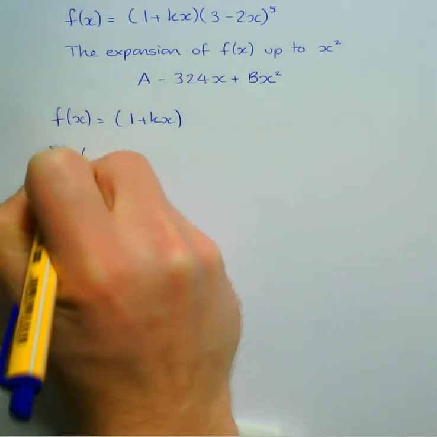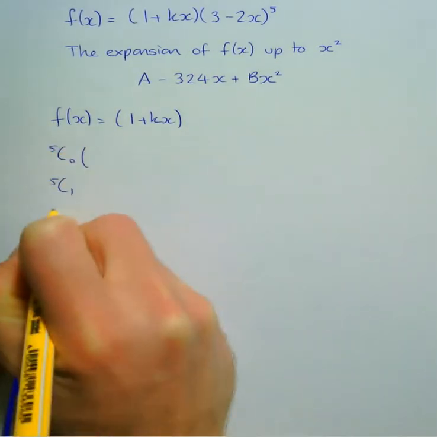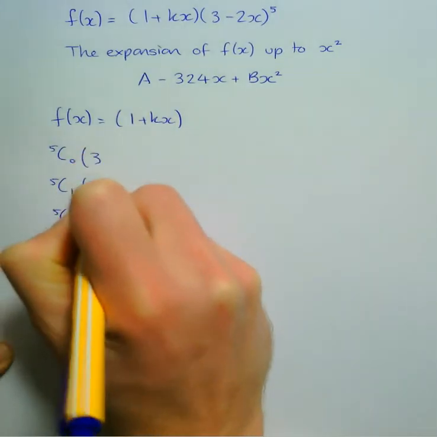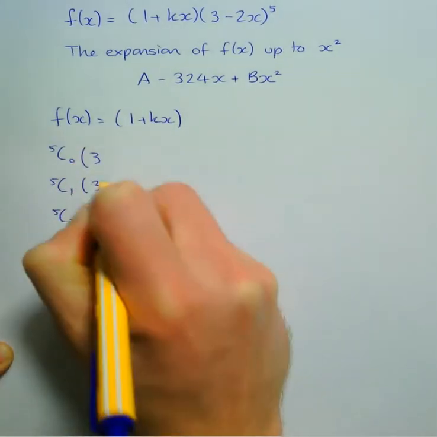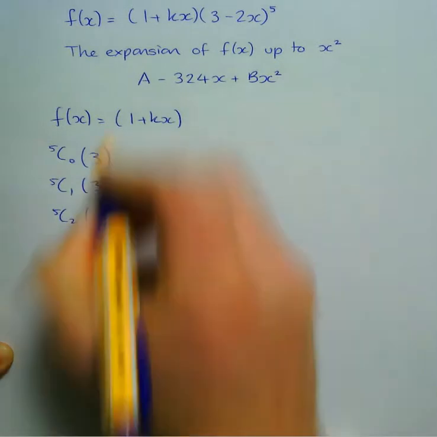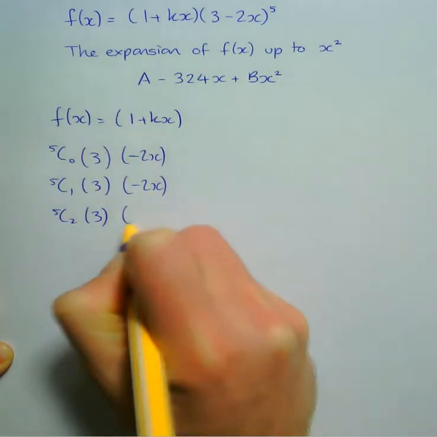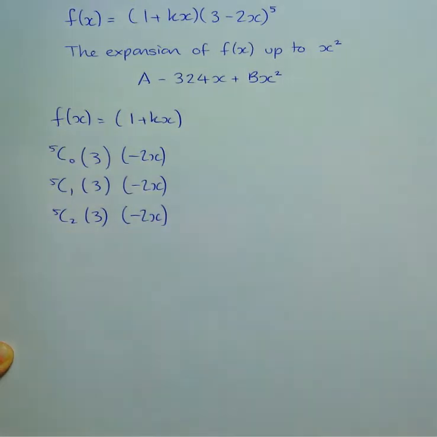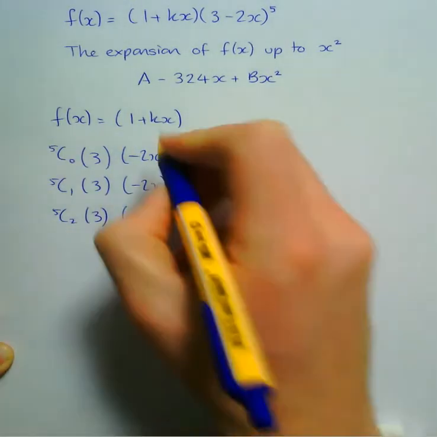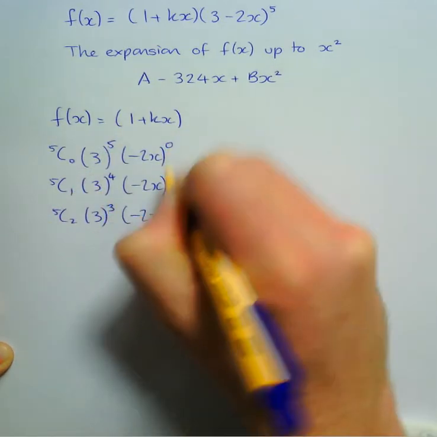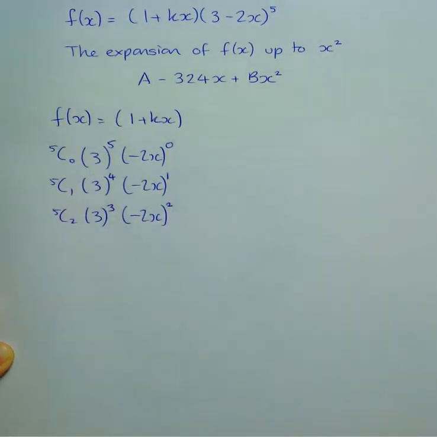So we have 5 choose 0, 5 choose 1, 5 choose 2. I'm going to write down all the terms I have. So there's my first term in my binomial. Here's my second term. If you're watching this thinking, what is he doing? You know, you're not watching the right video. You should have watched some earlier videos. I'm just expanding this using the binomial theorem. So let's count down our powers and we'll reverse that.